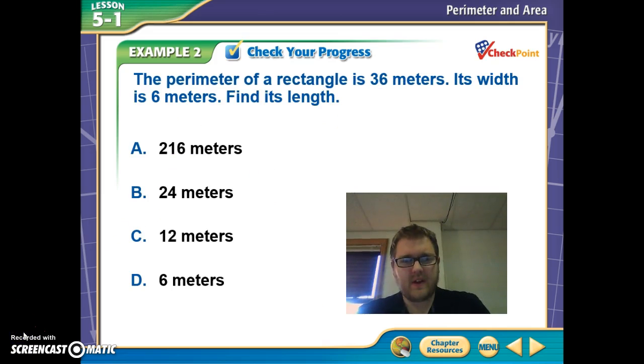So now we're going to do a concept check here. Go ahead and pause the video if you would like to jot this down on the back of your note sheet. The perimeter of a rectangle is 36 meters. Its width is 6 meters. Go ahead and find its length.